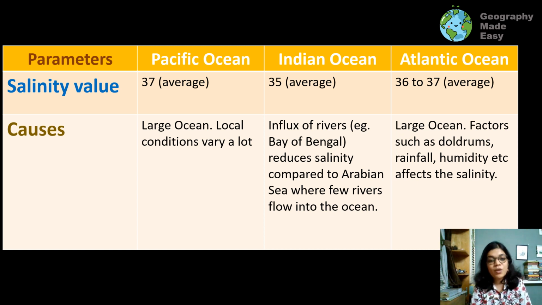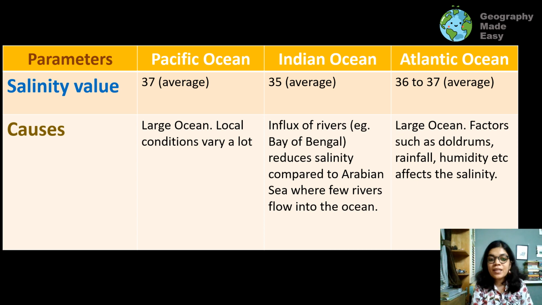For the Pacific Ocean, it's a large ocean and local conditions vary a lot. If you have watched the movie Life of Pi, you know how they depicted the Pacific Ocean, and we know that it is such a large ocean. The climatic conditions, the salinity conditions, the wind blowing, the pressure conditions, everything varies a lot and keeps changing. It's very dynamic from one part of the Pacific Ocean to the other.